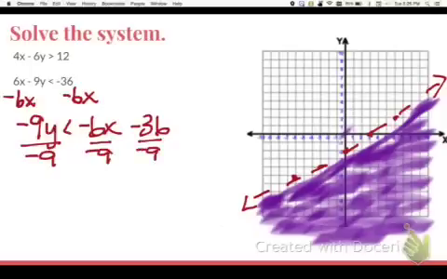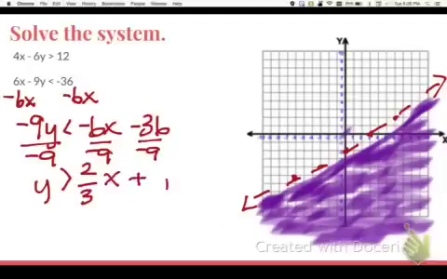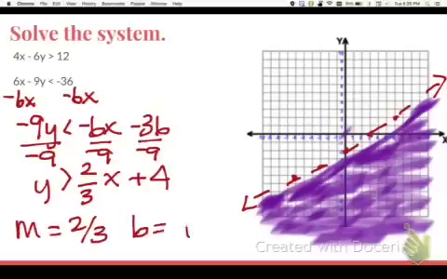Again, just another reminder that when I multiply or divide by a negative, I need to flip my inequality symbol. So I'm going to get y is greater than 2/3 x plus 4. Okay, so that means my slope is 2/3, and my y-intercept is 4. So I'll begin over here at 4. And again, I'm going to rise 2 and run 3. I could also go down 2 and left 3.